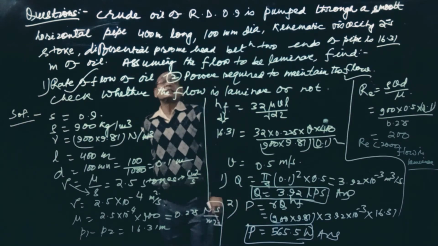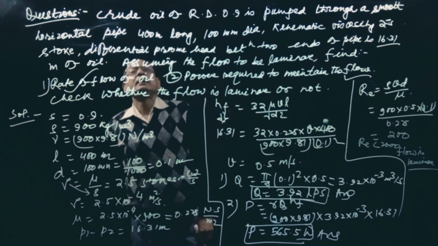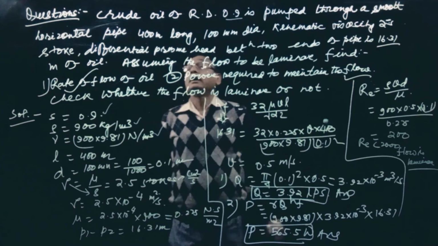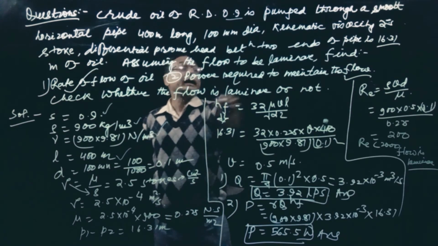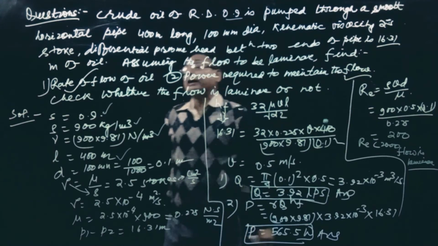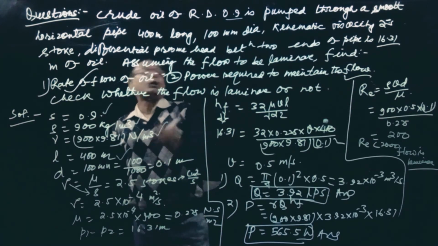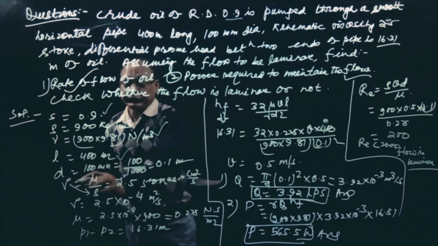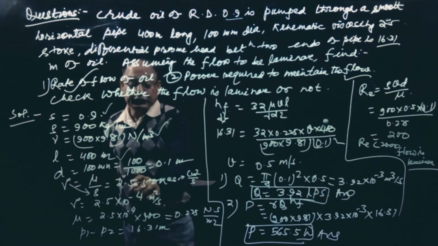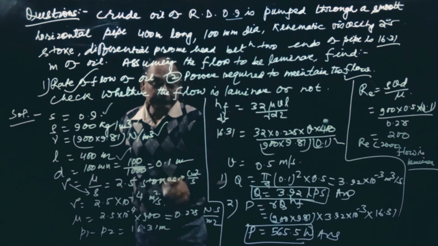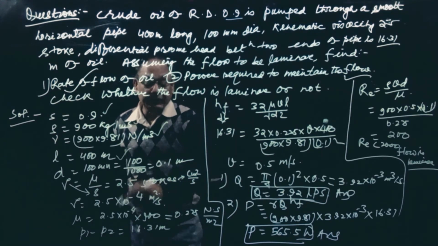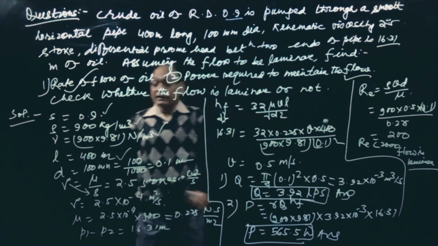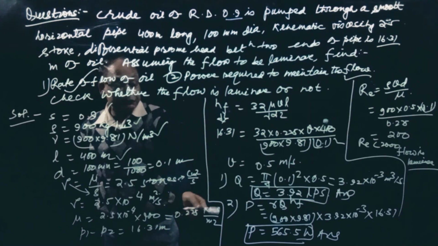Let us conclude how we have solved this question. Crude oil of relative density 0.9, so mass density and weight density we have found out. The length is 400 meter, and kinematic viscosity is 2.5 stokes. Stoke is not the standard unit, so we have to convert it. Nu is equal to mu by rho. A stoke is centimeter square per second, but we have to convert it into meter square per second, so we multiply with 10 raised to power minus 4, and from this equation mu will be this value, in Newton second per meter square.